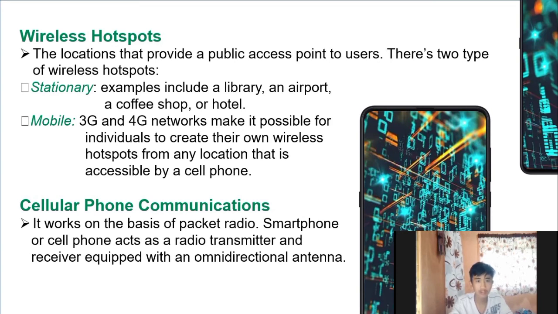Cellular phone communication. It works on some basis of packet radio. A smartphone or cell phone acts as a radio transmitter and receiver equipped with an omnidirectional antenna.